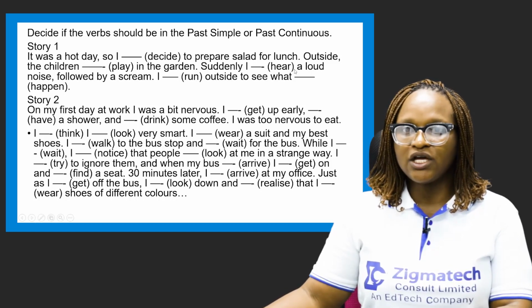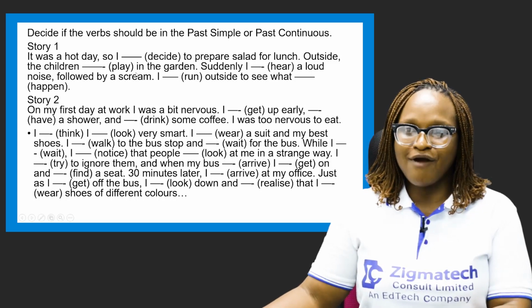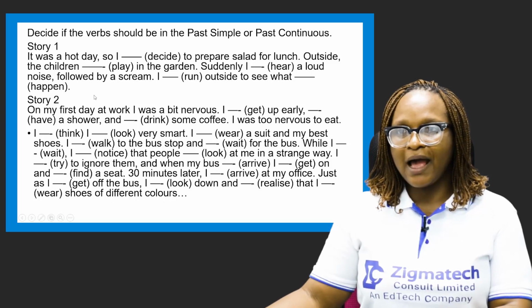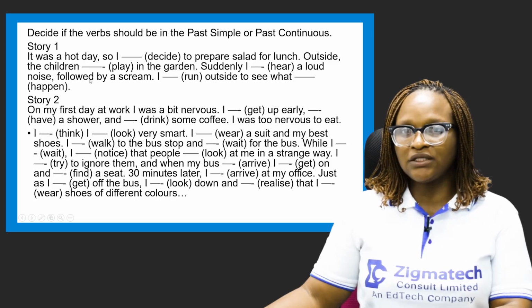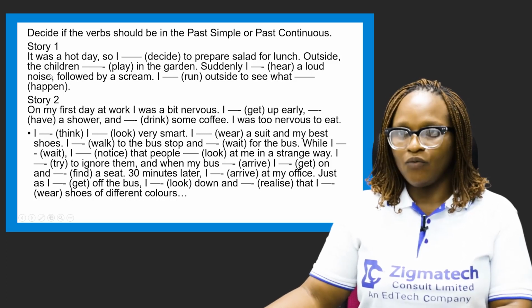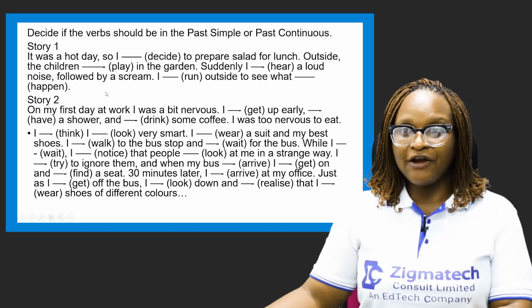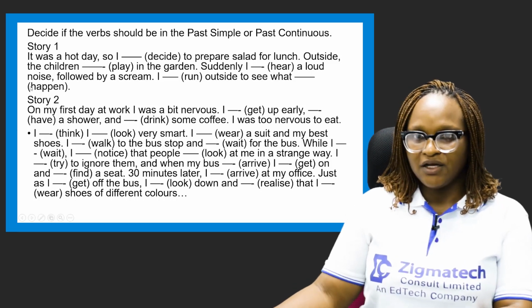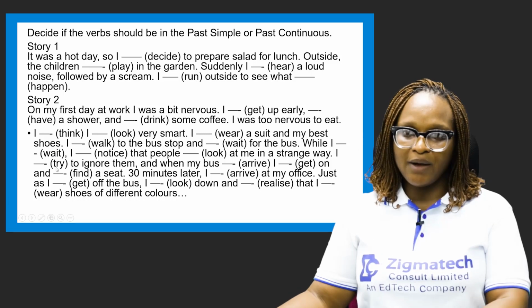Suddenly, I heard a loud noise followed by a scream. I ran outside to see what was happening. Or no, we could say I ran outside to see what happened. What was happening? Remember, we should use past continuous. So I ran outside to see what was happening. So you try story 2 and see how it will come out.